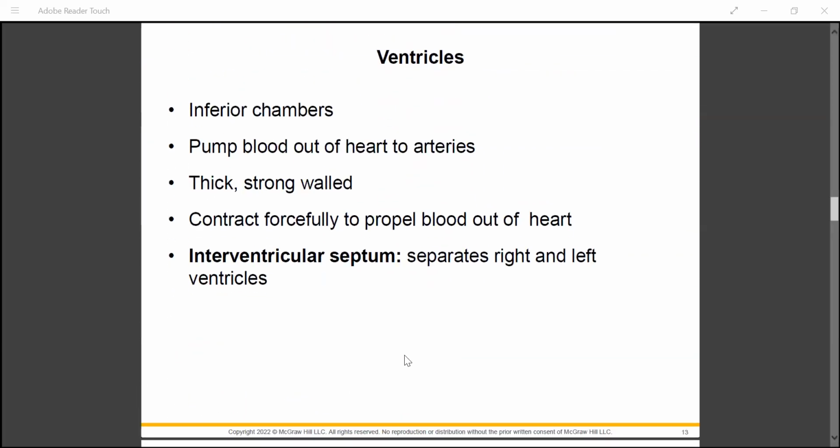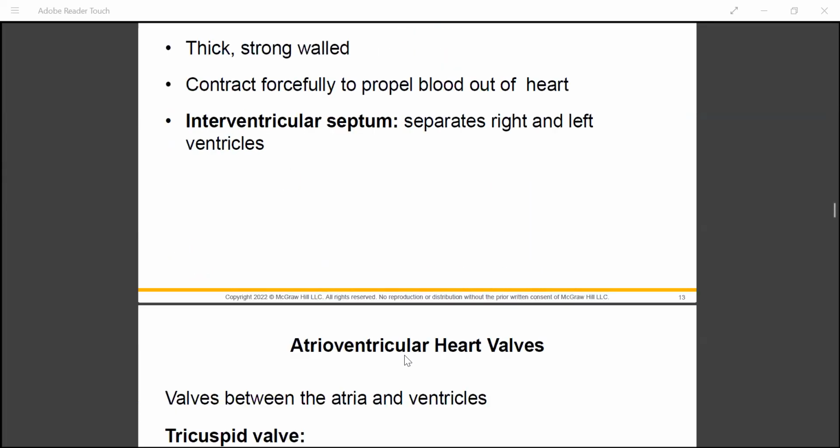Our ventricles are going to be the lower chambers. They're much thicker walled, and it's really just because they have a much thicker muscle layer, because these are our chambers that are in charge of actually pumping blood out of our heart into the arteries. So our right side is going to pump blood to the lungs, our left side pumping blood to the body. They also have a septum. This time it's the interventricular septum because it's going to separate right and left ventricles.